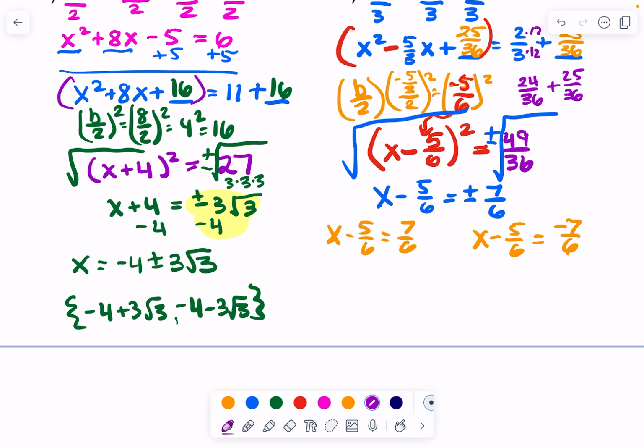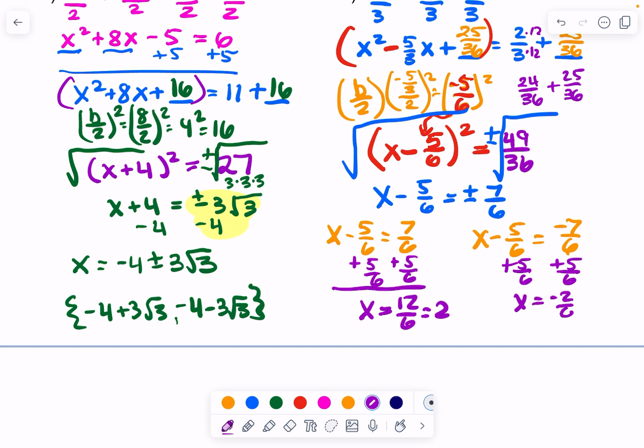So those are our two statements, and we'll add 5/6 to both sides, which is nice because they already have a common denominator. And so we'll get 12/6, which is just 2, and then add 5/6 to this side, and we're going to get x is equal to negative 2/6, which is just negative 1/3. So this is going to be 2 and negative 1/3.